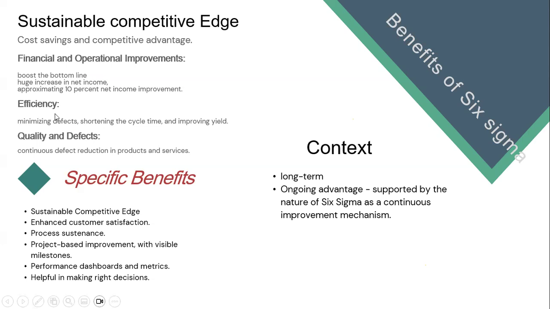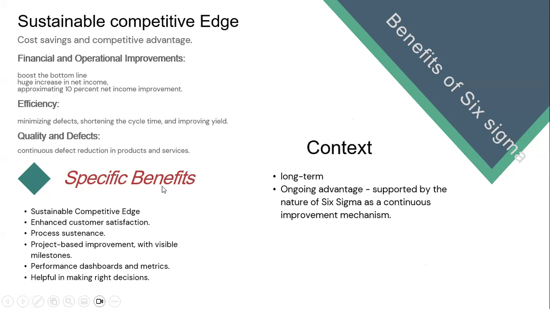And efficiency, what do you mean by efficiency? Minimizing my errors and shortening the life cycle. This is very important for us, right? For example, I'm billing the claim and how quickly I can receive the money, and improving the yield. This efficiency will easily improve by application of this particular technique. And quality and defects, as we know, how it is going to be improved.